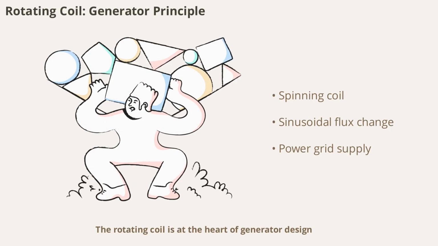A rotating coil is at the heart of generator design. As the coil spins in a magnetic field, the changing angle between the coil and the field causes the magnetic flux to vary sinusoidally. This variation induces an alternating EMF, which is then harnessed to supply power to electrical grids. The simplicity and effectiveness of this design have made it a mainstay in power generation.